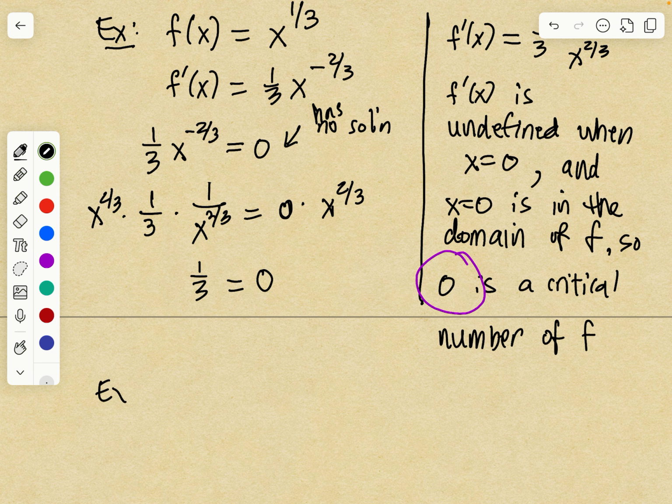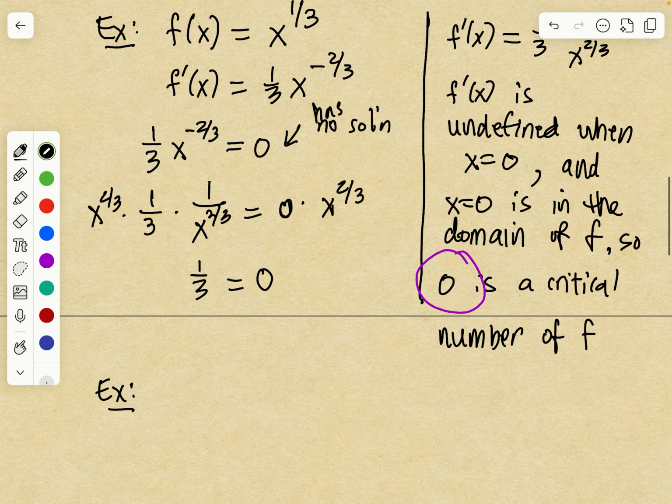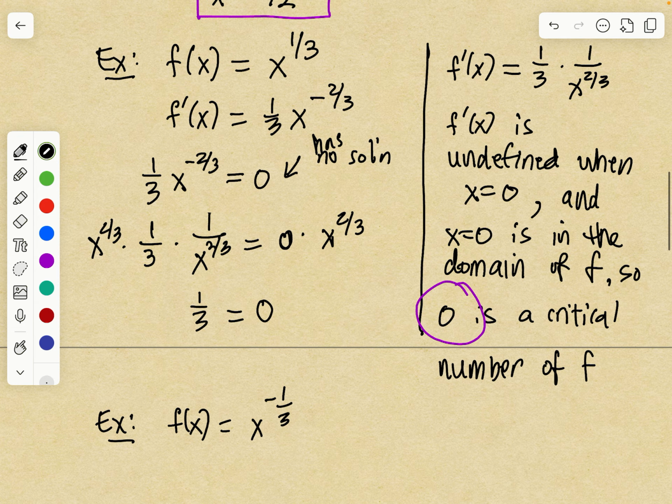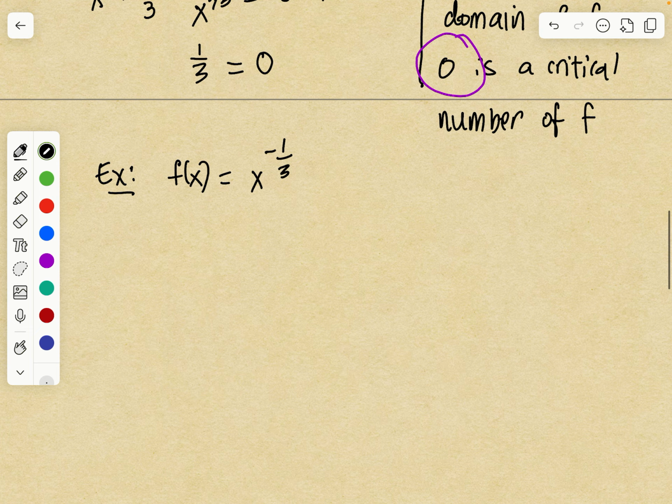Let's change this a little bit. Let's say that we had something like f of x equals x to the negative 1/3. So instead of x to the positive 1/3, we have x to the negative 1/3. That's our f. And we're trying to find the critical numbers of this function. So again, we want to start with the derivative, f prime. And what's that?